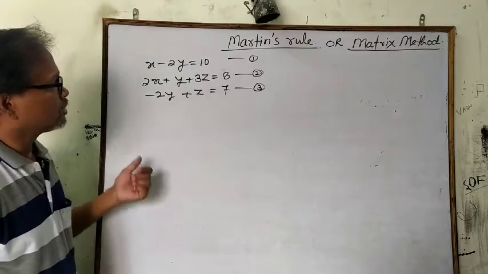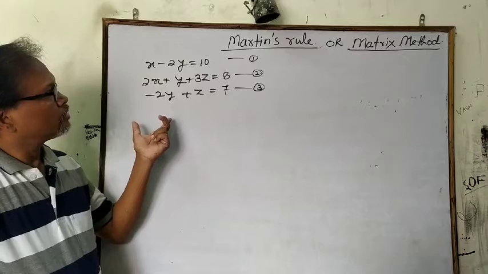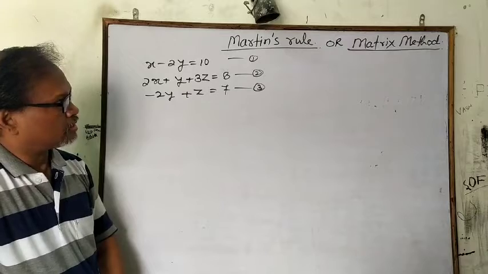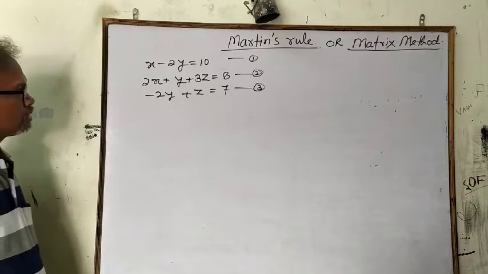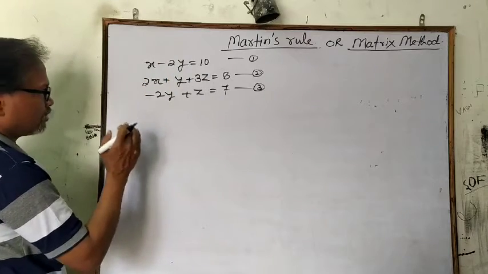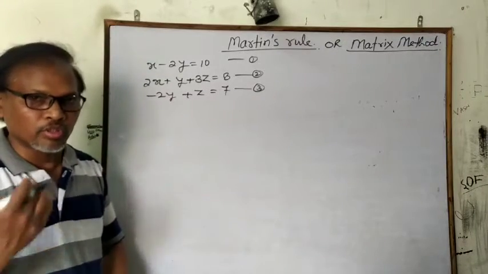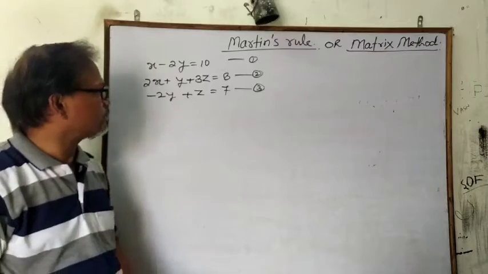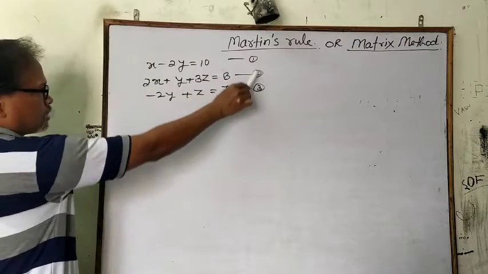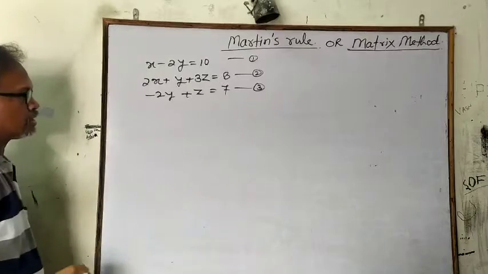Dear students, in this video I will explain how to solve linear equations by using Martin's rule and the matrix method. Both are the same. First of all, we write the given equations in the form a1x plus b1y plus c1z is equal to d1, meaning the constant terms should be on the right hand side, which is given in these three equations.